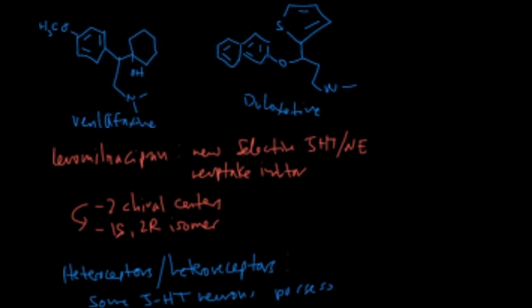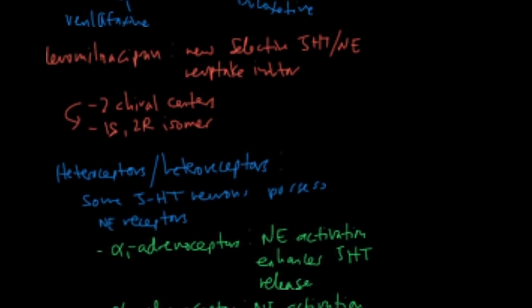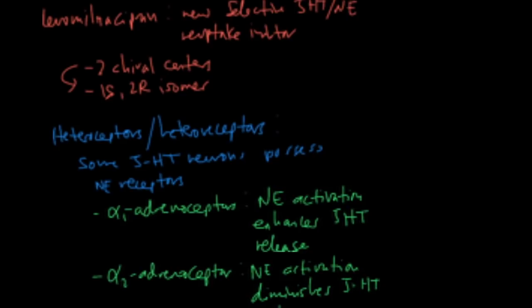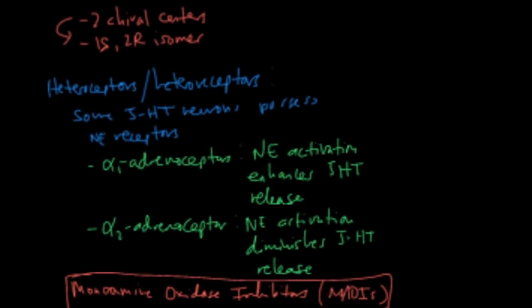Levomilnacipran is the 1S,2R isomer. It has two chiral centers. Your heteroreceptors: for the alpha-1 adrenergic receptor, norepinephrine activation enhances serotonin release, whereas for the alpha-2 adrenergic receptor, norepinephrine activation diminishes serotonin release.